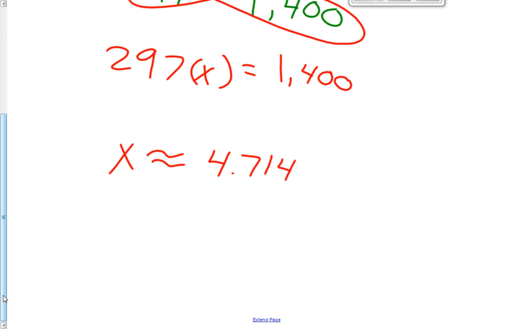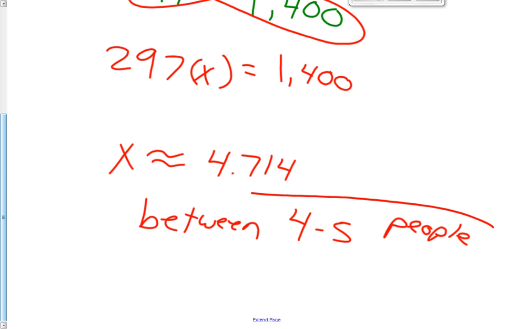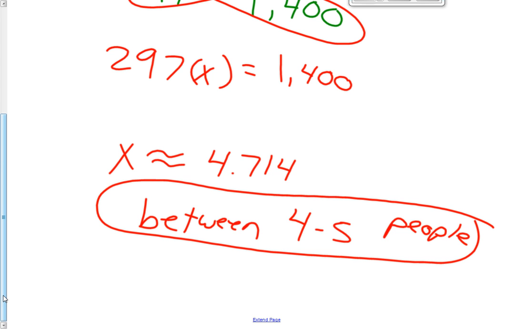4.714. So what we're going to do here, to make sense of this, is note there's no such thing as getting 0.7 of a person. So we could predict that between 4 and 5 people will serve for jury duty. And this is nice to know if you're a boss of a company. You should know that, well, in my year, I'm going to have to maybe replace these 4 or 5 people. I'll have to train new people in. This is going to be an expense to me.